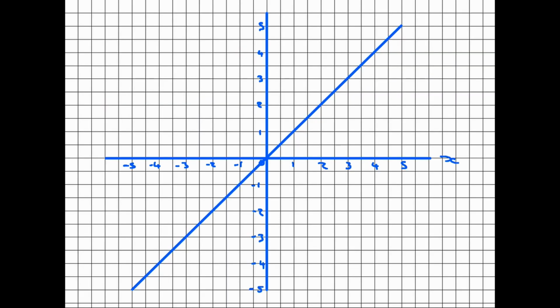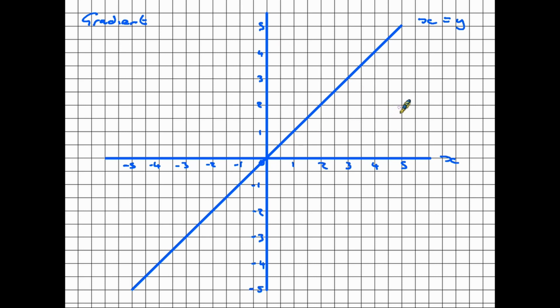The next thing we need to consider on a straight line is something called its gradient. Now, quite simply, the gradient of a line tells us how steep it is. The higher the gradient, the steeper the slope. Let's go back to our original line here, which is the line x equals y. So again, we have points 5, 5, 4, 4, and so on.